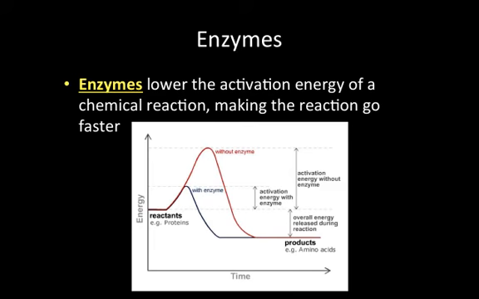What enzymes do, and remember we talked about enzymes actually make chemical reactions go faster, but how do they do so? Well, they do so by lowering the activation energy. Less energy required for the chemical reaction to take place means that the chemical reaction takes place faster.